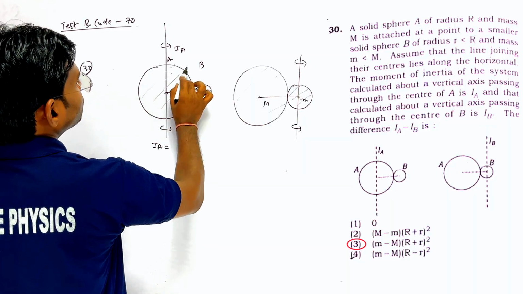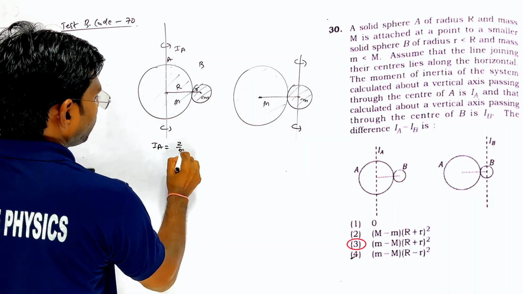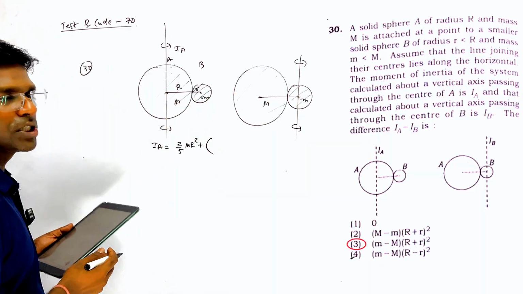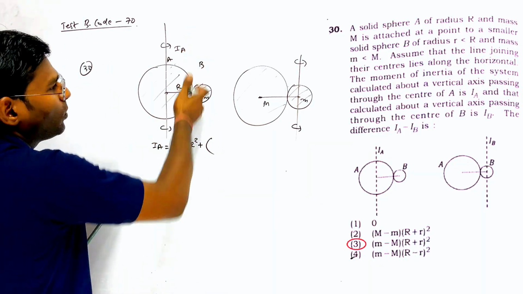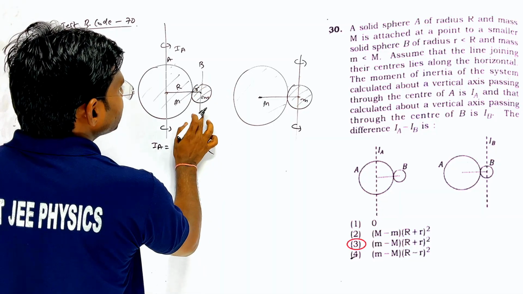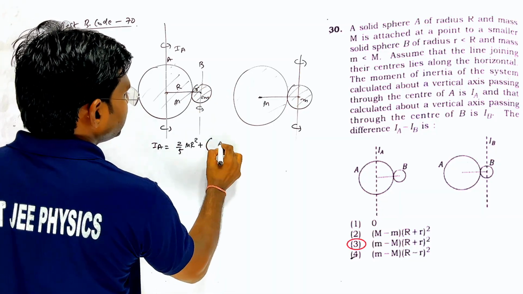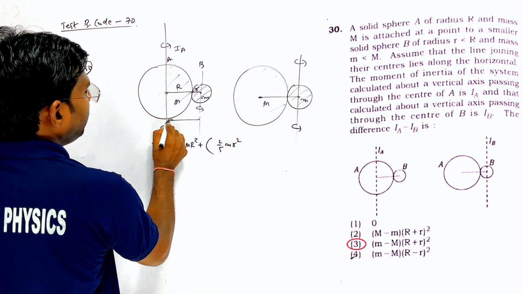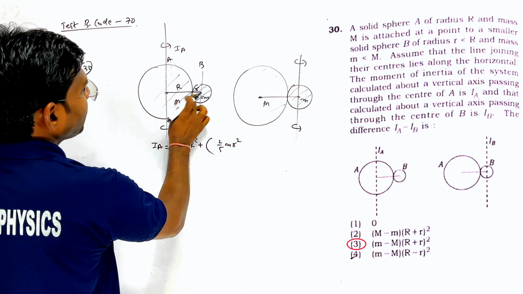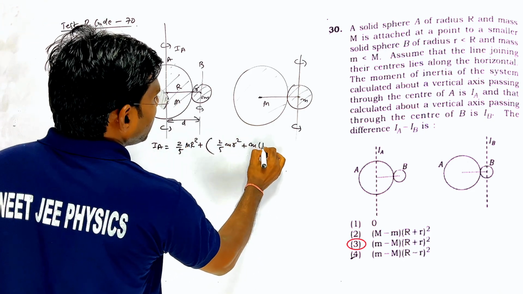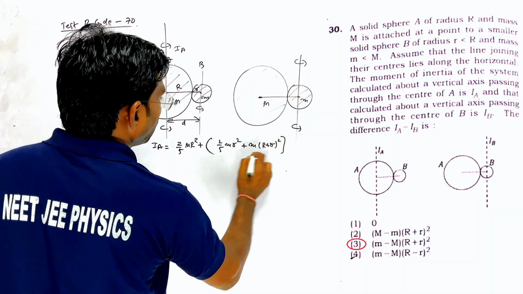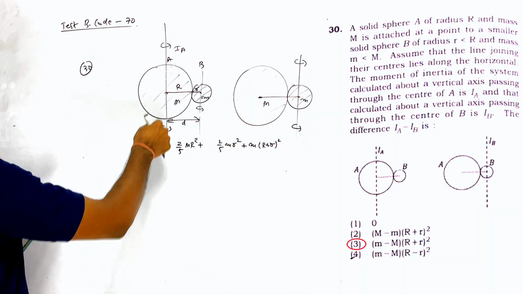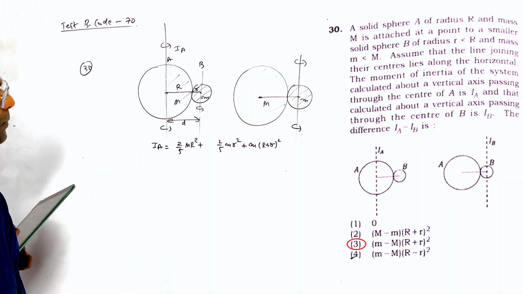The moment of inertia of this solid sphere is 2 upon 5 MR square plus the moment of inertia of the small sphere, which will be written with the help of the theorem of parallel axis. So about this axis, this is the ICM. ICM is nothing but 2 upon 5 mr square plus m into d square. What is the d? R plus r. You will write m into (R plus r) whole square. So this is the moment of inertia about the diameter of the big sphere.